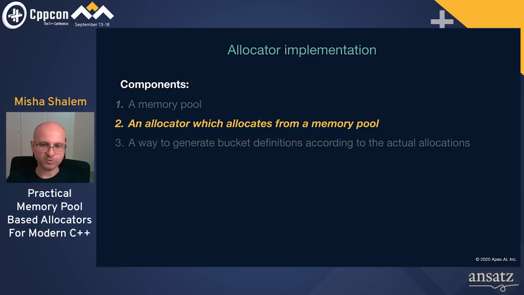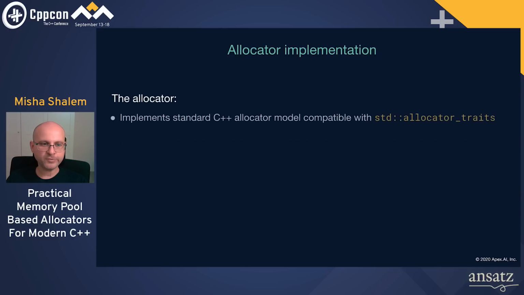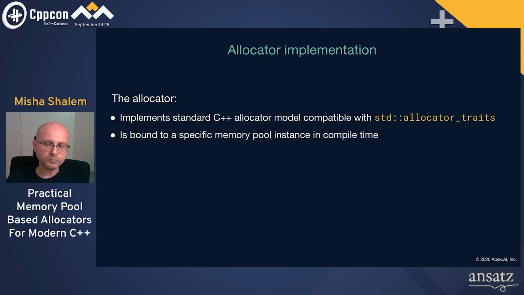Now we are going to create an allocator, and our allocator should implement the standard C++ allocator model compatible with std::allocator_traits, and we want it to be bound to a specific memory pool instance at compile time. And the reason we want that is that many constructs can kind of silently migrate things from one allocator to another. And if an allocator is convertible, when we move things between containers, we can inadvertently move them between memory pools, and we don't want that. We want our allocators to be specific to memory pools and not be convertible to maybe the same kind of allocator but bound to another memory pool. We want it compile-time protected.